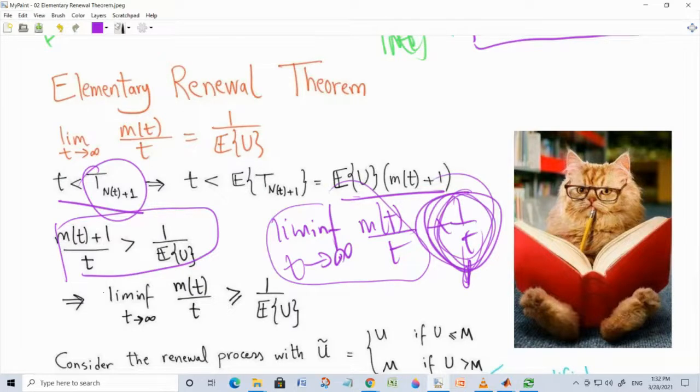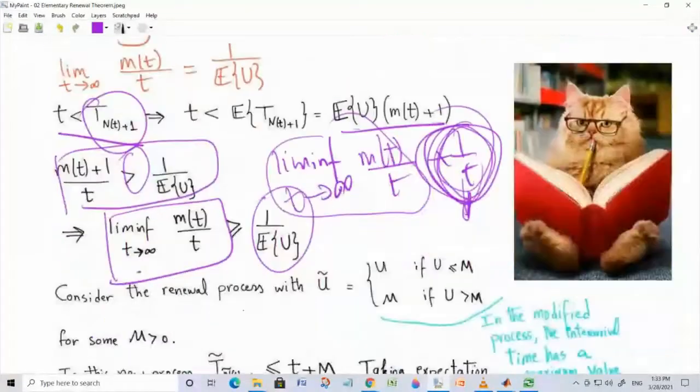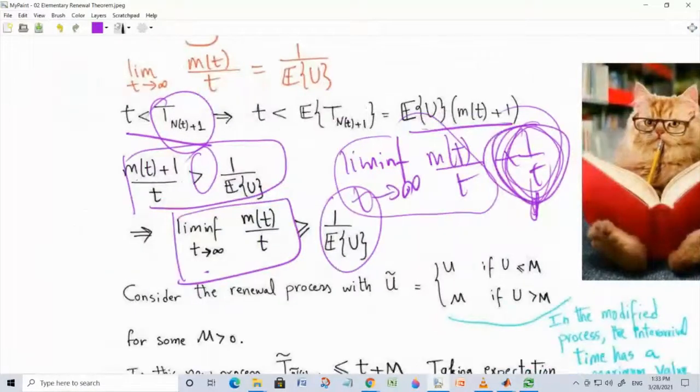Okay, so you take the limit infimum, this will give you the limit infimum of m(t) over t. For now, we cannot say whether the limit exists or not. And then on the other side, we do not have any dependence on t, and so the limit infimum will be this quantity here. And whenever you take the limit of both sides of an inequality, you need to change the strict inequality into an inequality with a possibility of equality. Okay, so that's sort of a bound. So you can see where we are going.